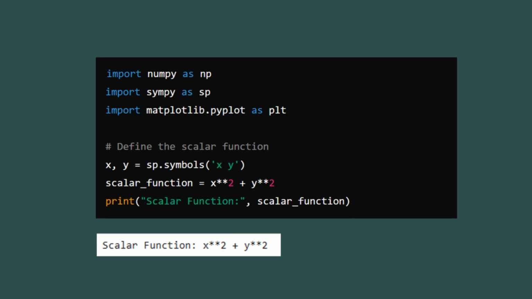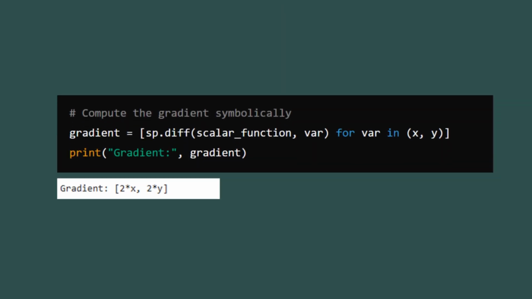Now let's compute the gradient of the scalar function symbolically. Using sympy, we calculate the partial derivatives of the function with respect to each variable, x and y. This is done using a list comprehension that applies sympy's diff function to each variable. The result is a symbolic representation of the gradient, which we print to verify.